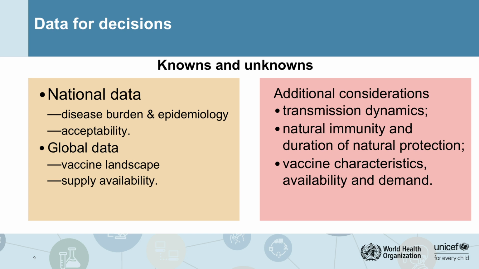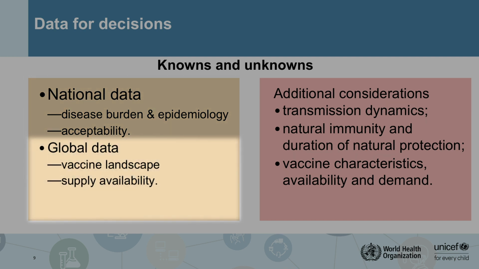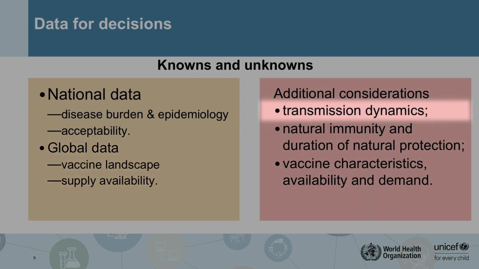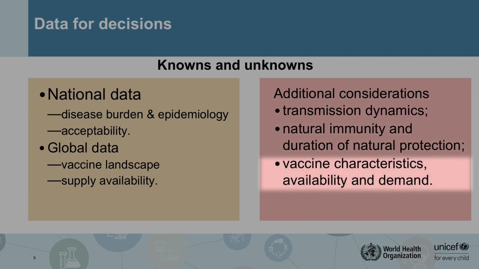The data needed to make these decisions includes data on burden of disease, factors contributing to severe COVID-19, the epidemiology, as well as acceptability of COVID-19 vaccines. These data can be national if available, or global. Information on the vaccine landscape, timelines for vaccine availability and supply will also be needed. Additional considerations may include transmission dynamics, natural immunity, and duration of protection, and vaccine characteristics and demand.